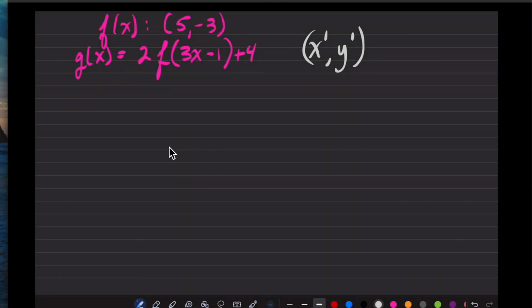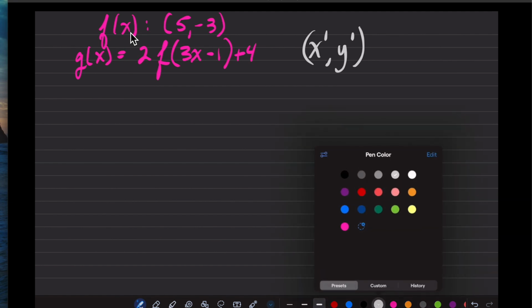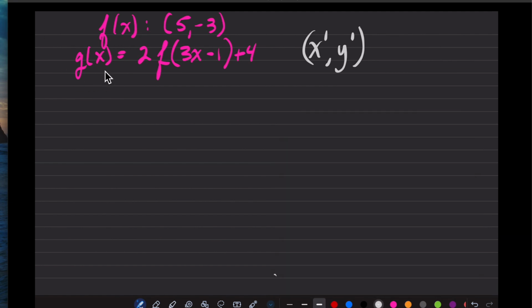Next, we are given the point (5, negative 3) on a theoretical function f of x, and we're asked to find that point on this new transformed function g of x. Okay, let's start with our x. We're going to have our x prime is going to equal. Okay, now look, we are not in factored form. There's no GCF. There's no second set of parentheses. So we're going to address this first, and then that second.